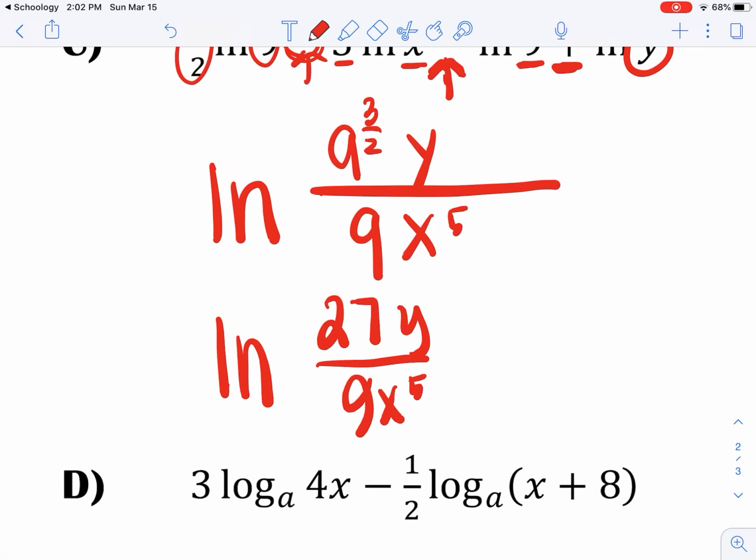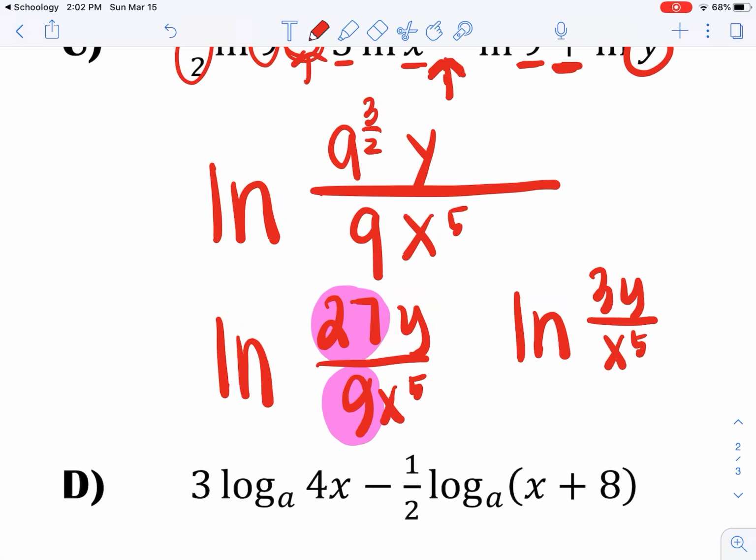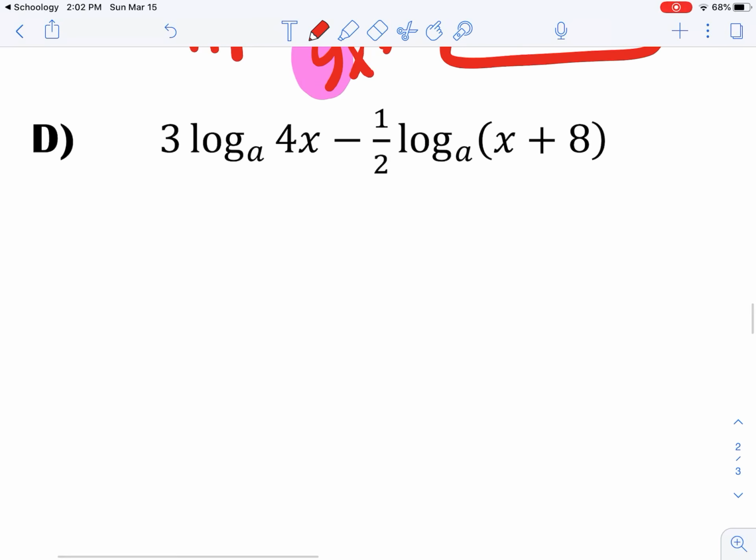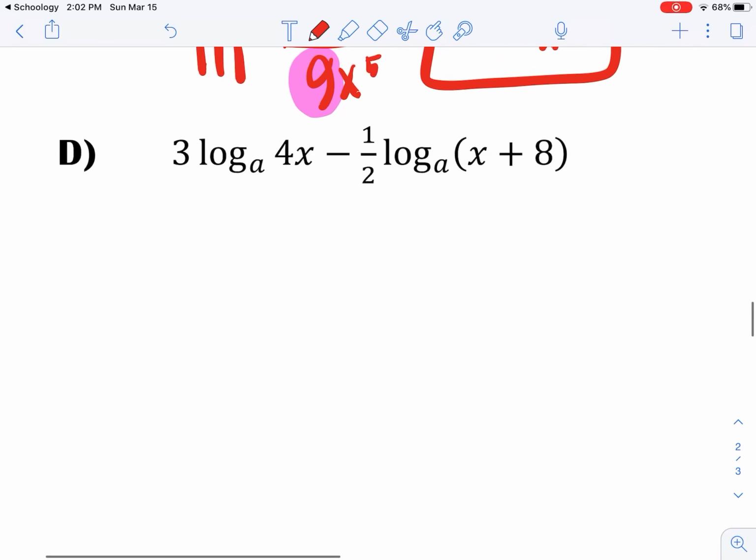I would be done if that fraction was not simplifiable. 27 over 9 is simplifiable. 9 goes into both. So my final answer is natural log of 3y over x to the 5th. All right, pause the video and try the next one. All right, check your answer.